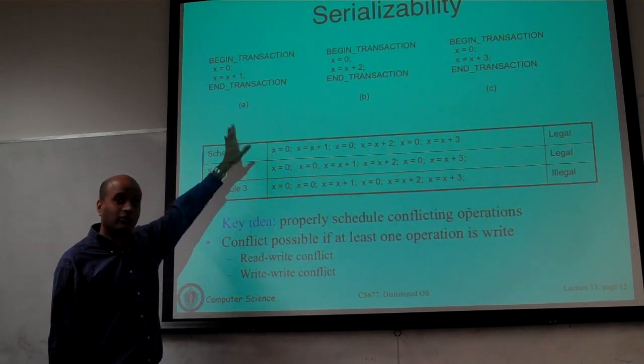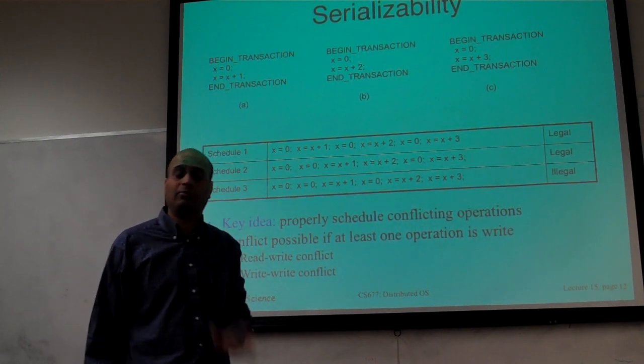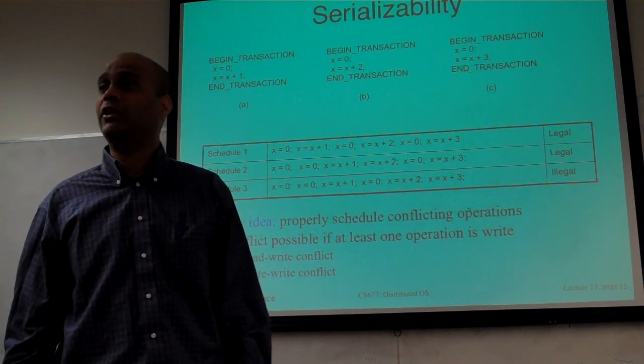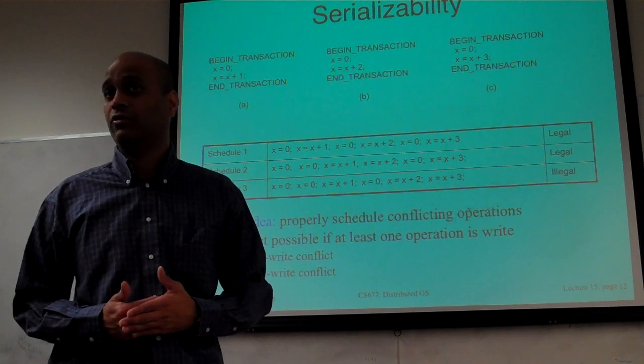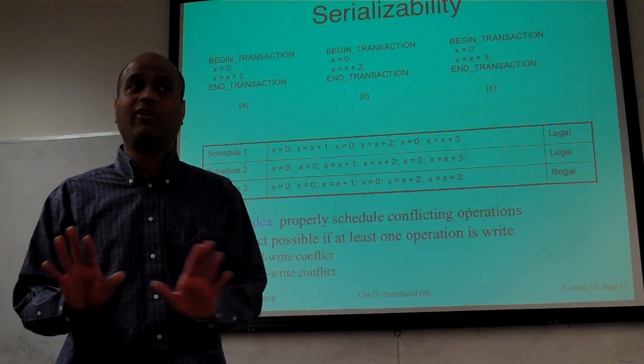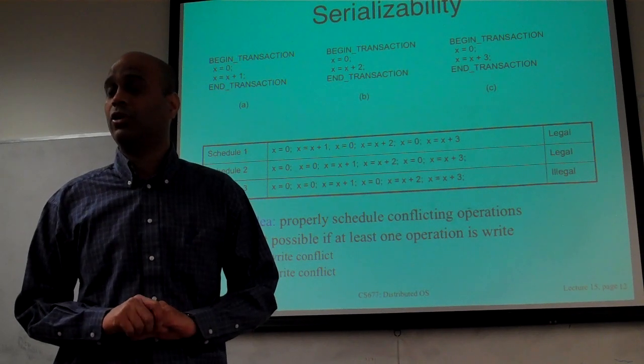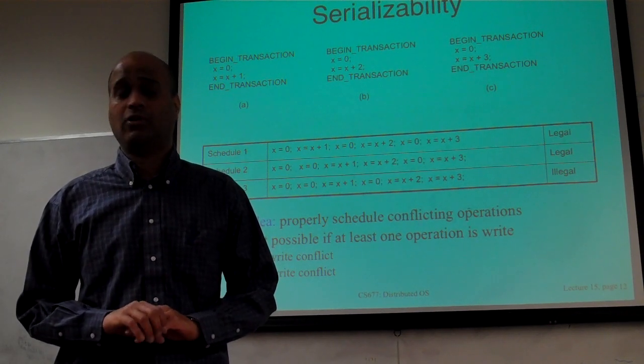So that's what serializability means. This is a very simple example to demonstrate what it means and what orderings or interleavings are invalid. How to get a valid interleaving we haven't said. This is a trivial example to tell us what it means to begin with.